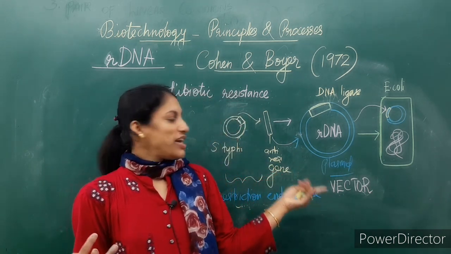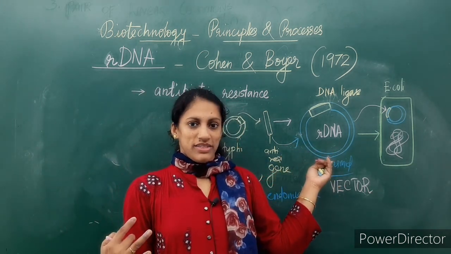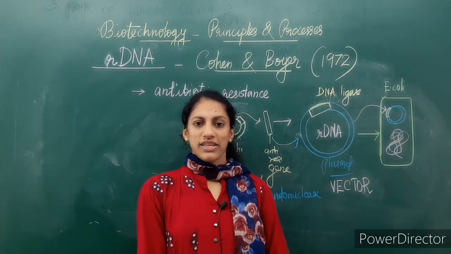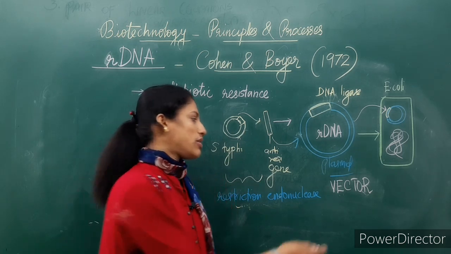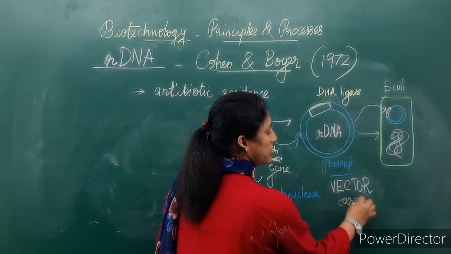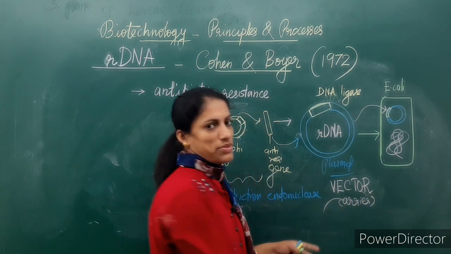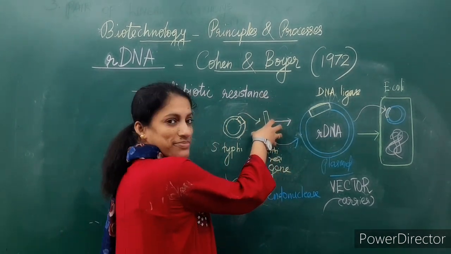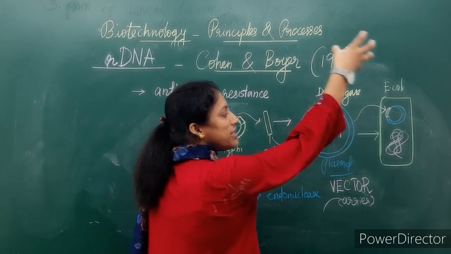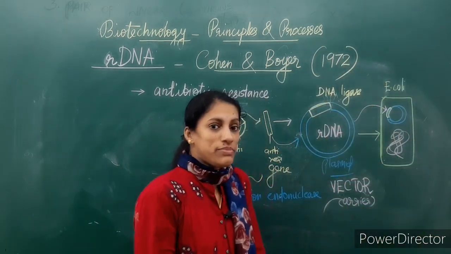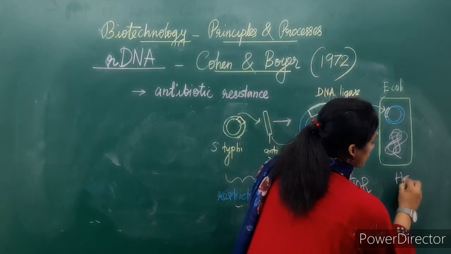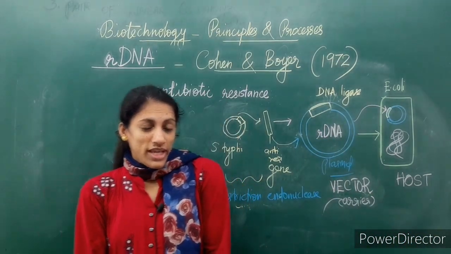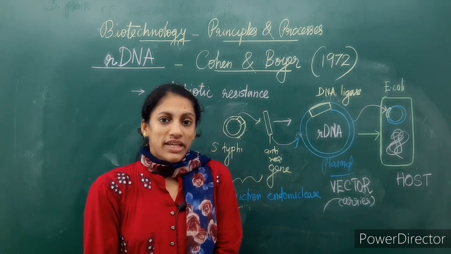Similarly, here vectors, that means the plasmids, carry the gene and deliver to the host cell. They act as a vector or carrier. Okay, simple concept, the same term we use, vectors. So, gene of interest, vector, then delivered to what? Bacterium cell means this is the host. Keep in mind these terms. Okay, that is only about the rDNA technology.